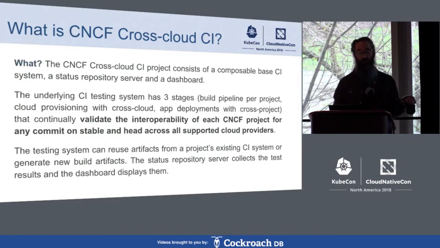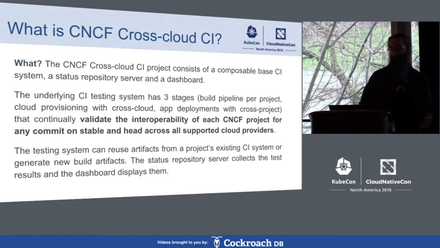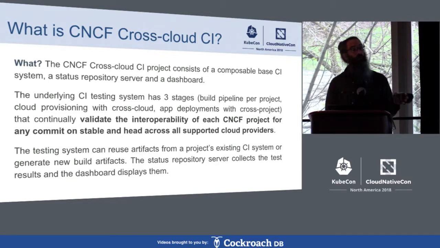So the CrossCloud CI project consists of a base CI system that has several parts, and then a status repository with an API, and then a dashboard to display the status of those results. The CI system has a build pipeline, a cloud provisioning portion, and then an app deployment pipeline.